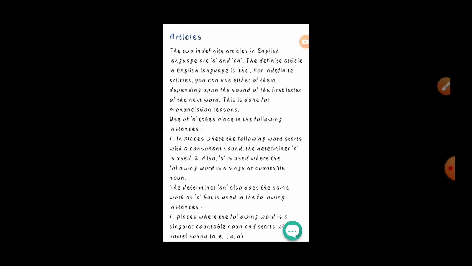Then the determiner an also does the same work as a but is used in the following instances. So now you will understand the use of an. So where do we use an? In places where the following word is a singular countable noun and starts with a vowel sound. That means in indefinite articles we use a and an in case of a singular countable noun, but for a we have to see the first letter, okay? And in case of an we have to see a vowel, okay?